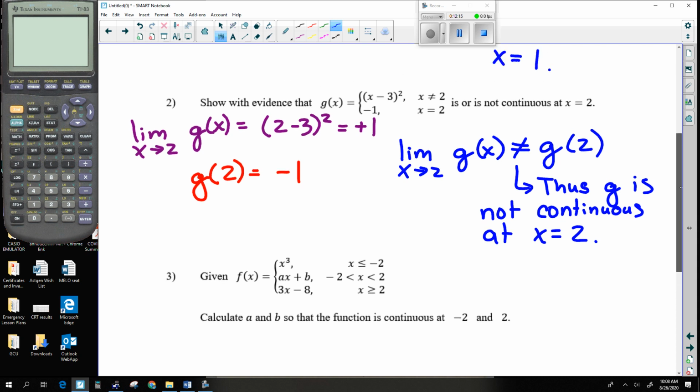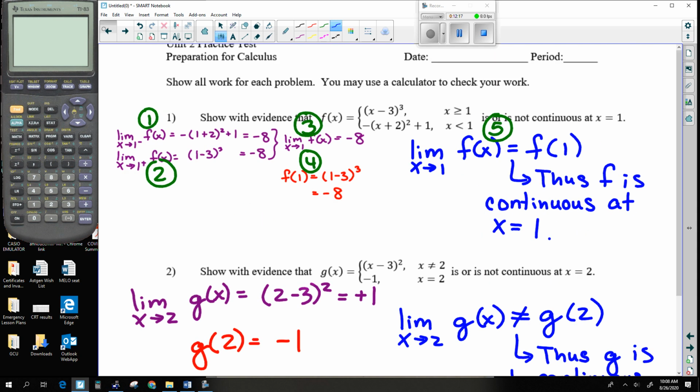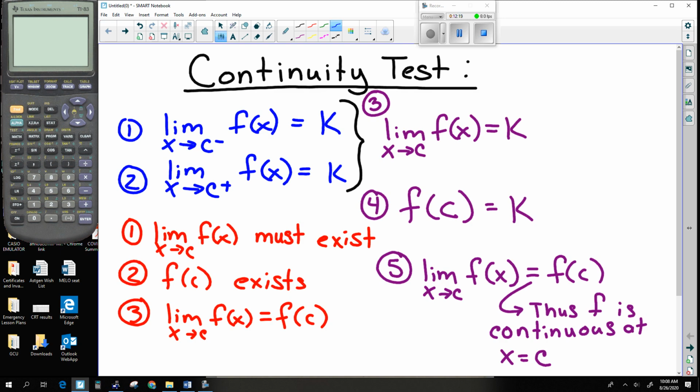So again, what the continuity test is, let me back up just one more time. The limit must exist. The point must exist. And the limit has to be equal to the point.